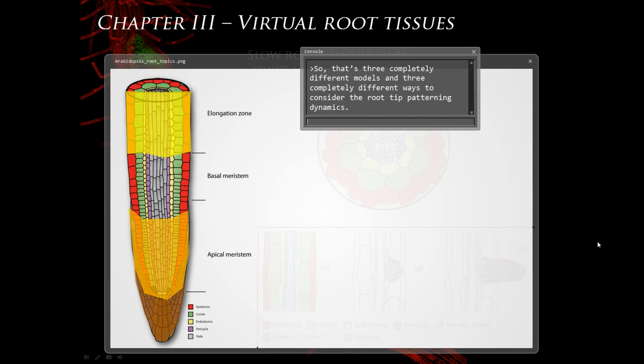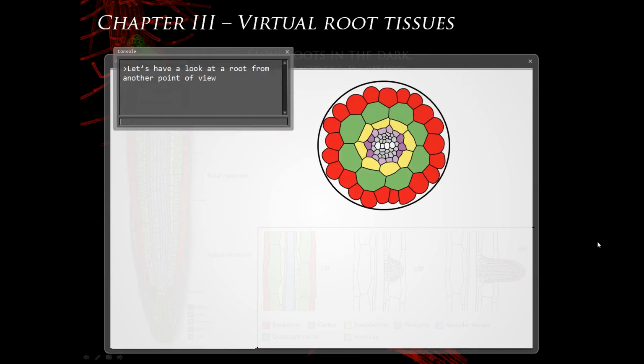So that's three completely different models and three completely different ways to consider root tip patterning dynamics, but they are all equally valid. It's a matter of point of view. And let's have a look at the root from another point of view, actually. Let's look at it in section.